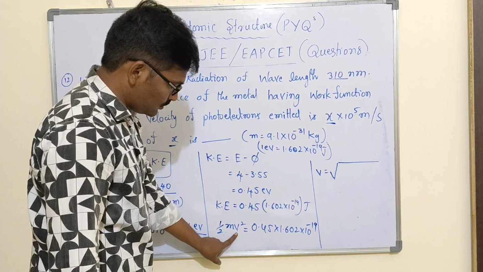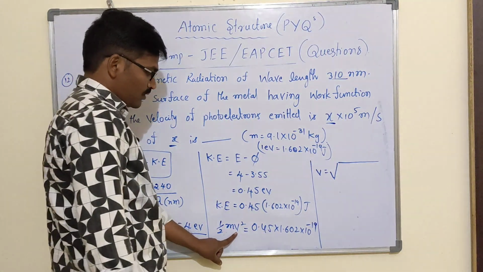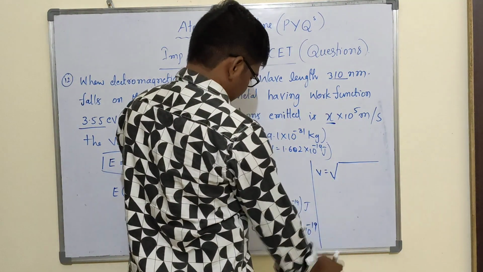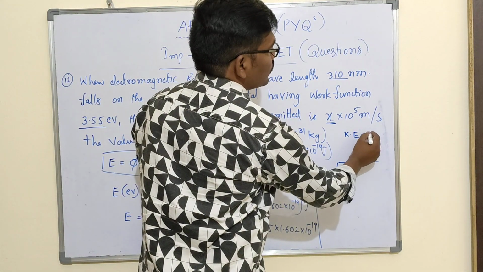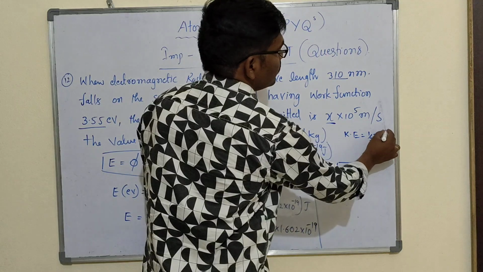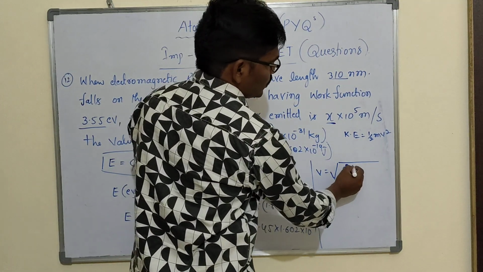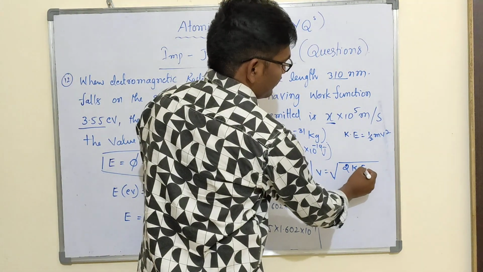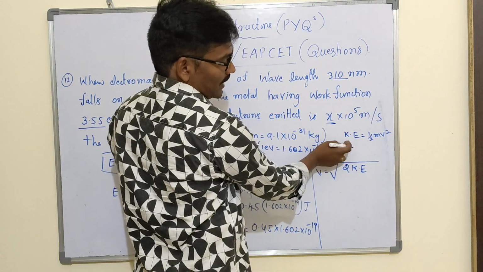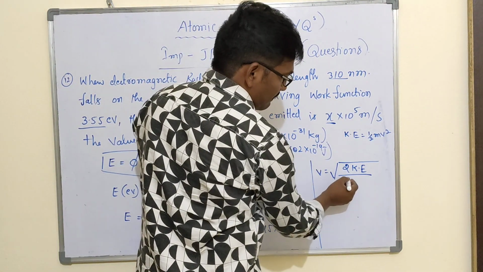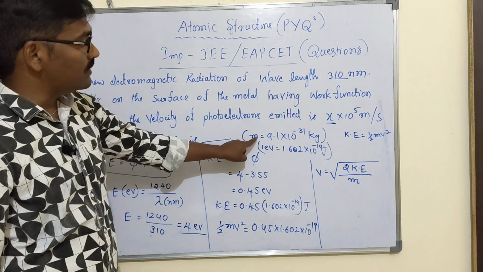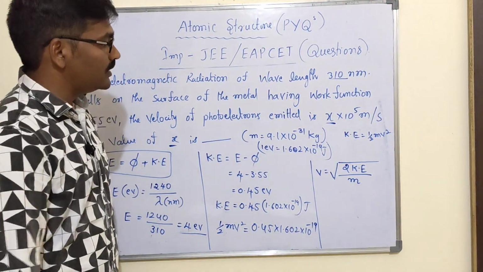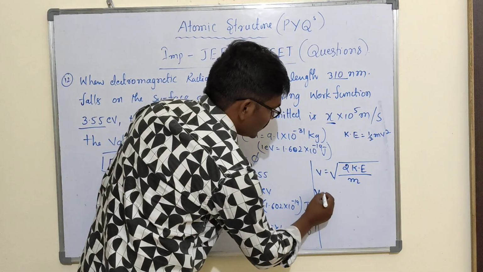Velocity is equal to square root of... so look at the kinetic energy, it is equal to half into mv square. So 2 into kinetic energy divided by mass of electron. The mass of electron is given as 9.1 into 10 to the power of minus 31, right? So substitute all the values in it.